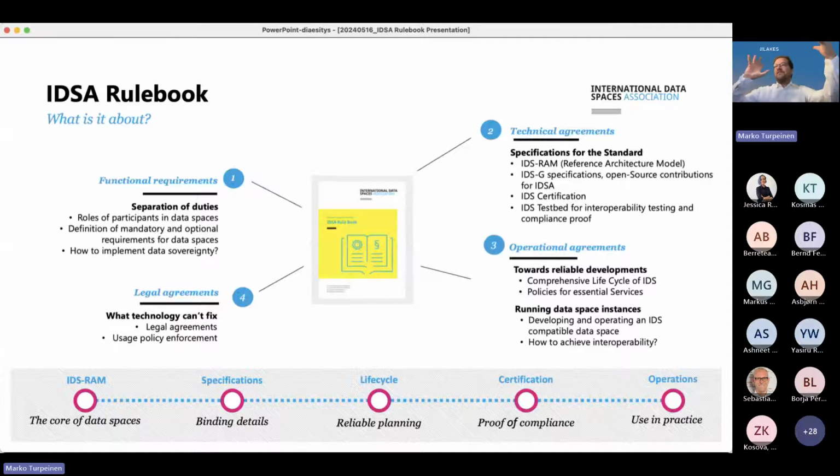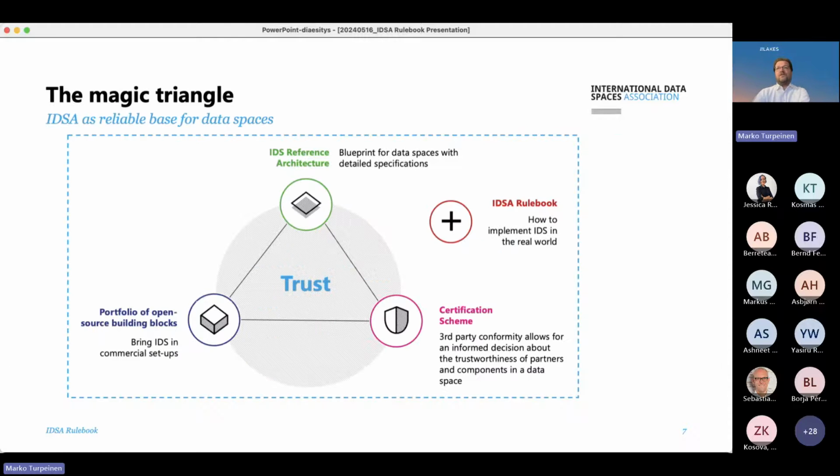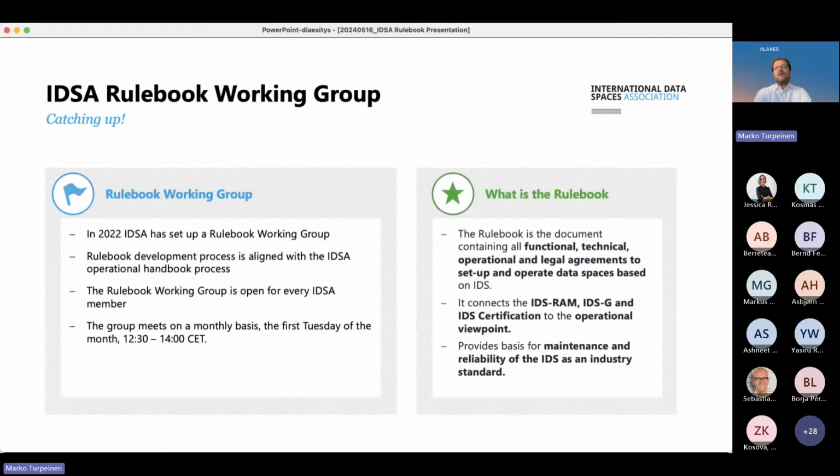So this is a rough view of the overall table of contents of the rulebook. And this magic triangle was already mentioned by Sebastian. Don't need to repeat that. So this is the glue that brings these different parts of the triangle together. And the working group has been up and running since 2022, and our regular schedule is that we meet pretty much every first Tuesday of the month, so once per month, and it's open for all IDSA members.